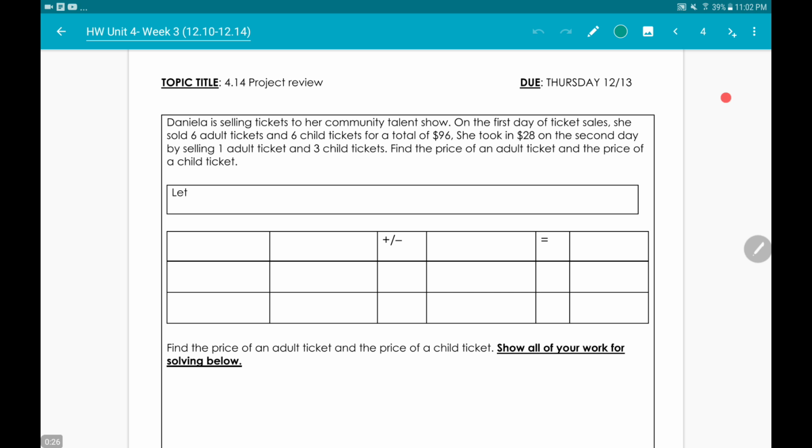So let's start by annotating. Daniela is selling tickets to her community talent show. That's so nice, Daniela, but I'm going to cross it out because it's not super important. On the first day, she sold 6 adult tickets and 6 children tickets for a total of $96. She took $28 on the second day by selling 1 adult and 3 children. Find the price of an adult ticket and the price of a child ticket.